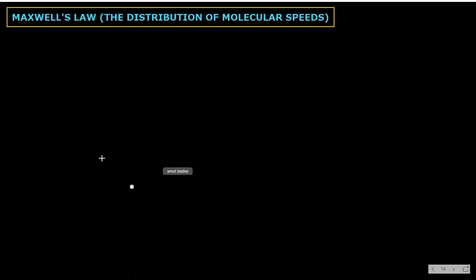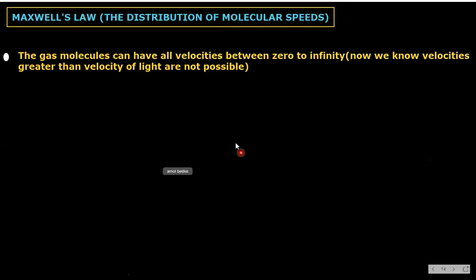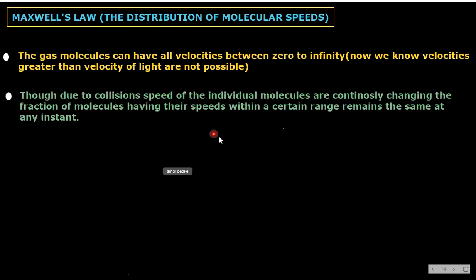Next topic, Maxwell's law, that is the distribution of molecular speeds. See, the gas molecules can have all velocities between 0 to infinity, but this is wrong. Why? Because now we know the maximum velocity which is possible should be less than the velocity of light, and that's why it is not possible. Second one, though due to collision the speeds of the individual molecules are continuously changing, the fraction of molecules having their speeds within a certain range remains the same at any instant. Means the fraction of molecules having their speeds within a certain range is always constant.